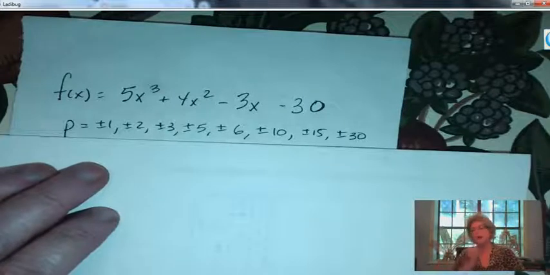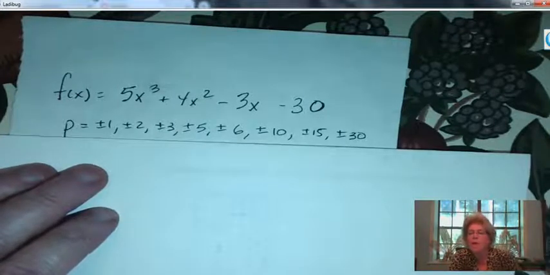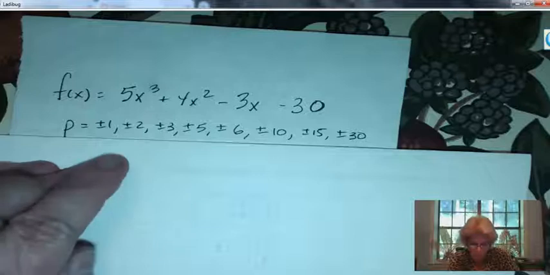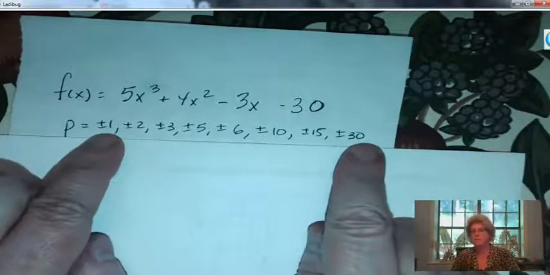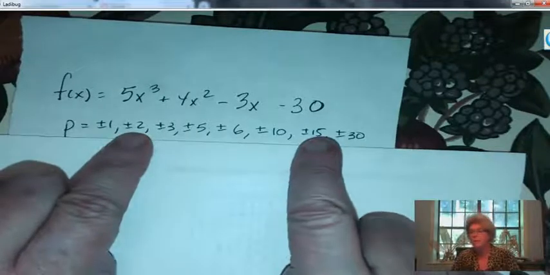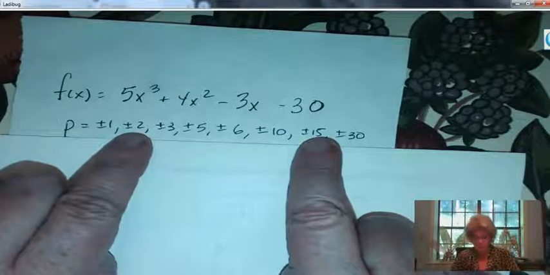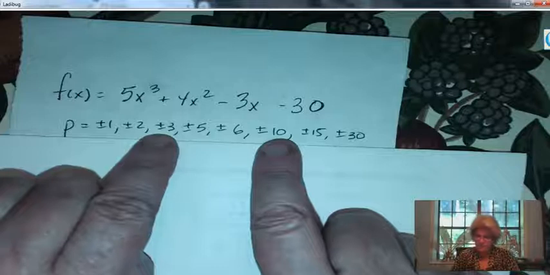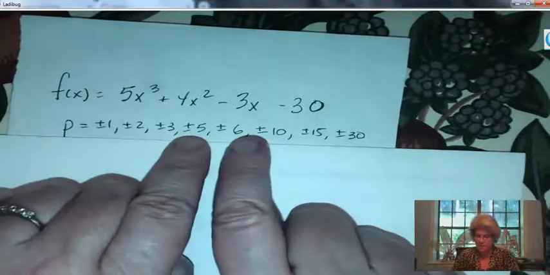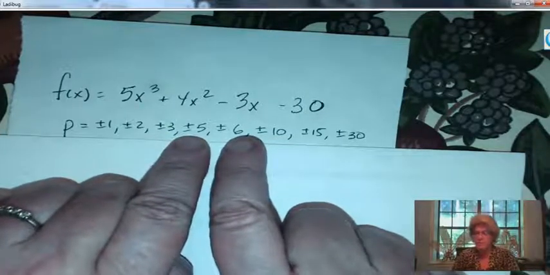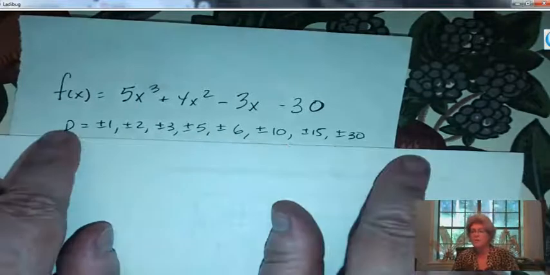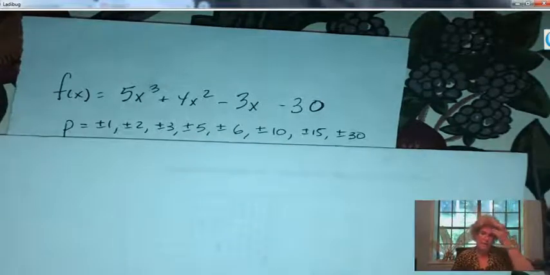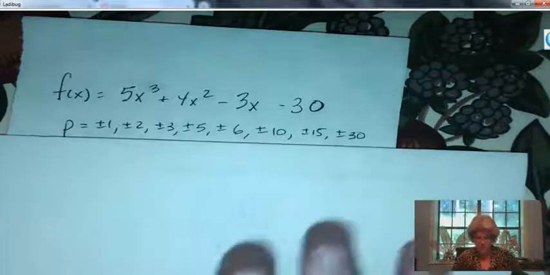So what could we have? We could have 1 times negative 30, or negative 1 times positive 30. We could have 2 times 15, or negative 2 times positive 15. We could have 3 times negative 10, or negative 3 times positive 10, negative 5 times 6, or positive 5 times negative 6. So I've written them there in order and plus or minus.